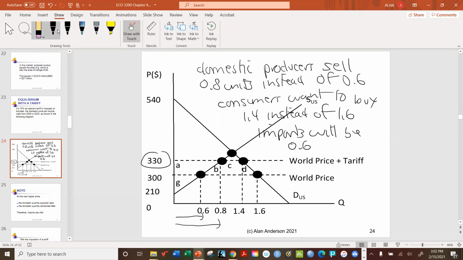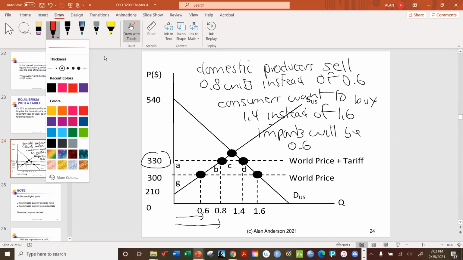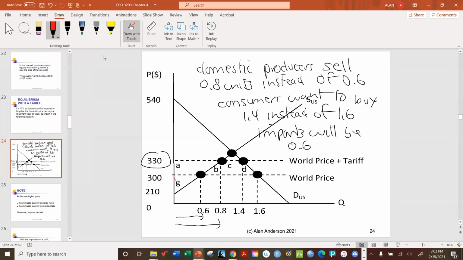Okay. At the new higher price, we're going to see that domestic producers will increase their output from 0.6 to 0.8 million bicycles. Okay. Why? Because they can. Before, if they tried to charge $330 for their bicycles, they would have lost a lot of revenues. Here, with the tariff in place, they can produce bicycles up to $330, which means that they're now producing 0.8 million instead of 0.6. And so the new producer surplus is here.